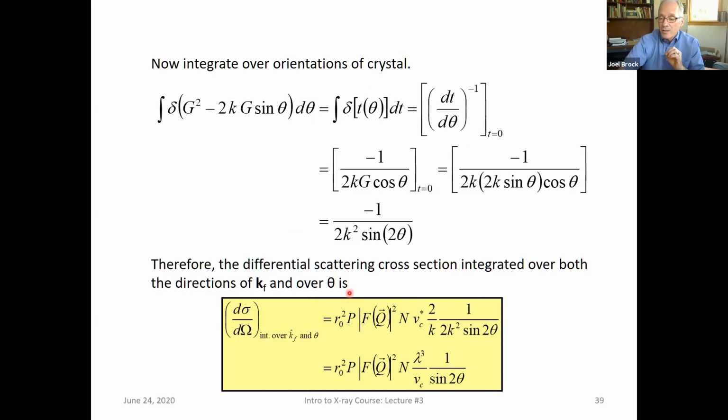So the differential scattering cross-section, when I've integrated over both orientations of the final wave vector and over orientations of the crystal, collapses down to this pretty simple formula. Two different versions of it. I have my Thomson scattering factor, I have my structure factors, and this is the number of atoms in my crystal. I can express it either in terms of the reciprocal space volume and k, or in terms of real space volume and lambda. And then there's 1 over sine 2 theta. Okay, so this is a direct link now for what I measure, the scattering cross-section. Through this formula, I can get directly to my structure factor.